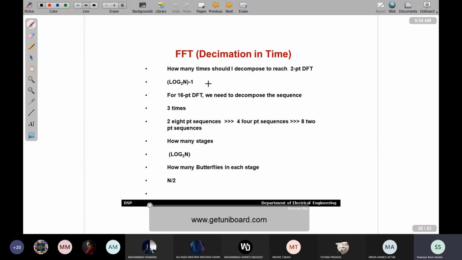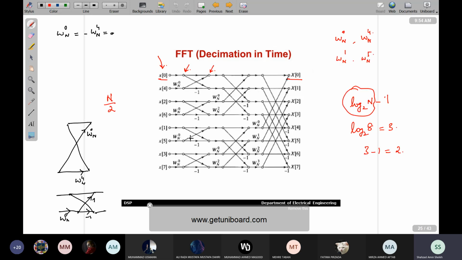Agreed? For a 16-point DFT, we need to decompose the sequence 3 times to reach 2-point sequence. Okay, 2 8-point sequences होंगे, then 4 4-point sequences होंगे and 8 2-point sequences होंगे. Okay, how many stages? Actually किसी भी DFT के अंदर log to the base 2 N stages होते हैं. So इसमें आपको कितनी stages नजर आ रही हैं? Actually this is one stage, other stage, ये एक और stage. So 8-point DFT में आपके पास log to the base 2 N stages हैं, 3 stages हैं आपके पास.